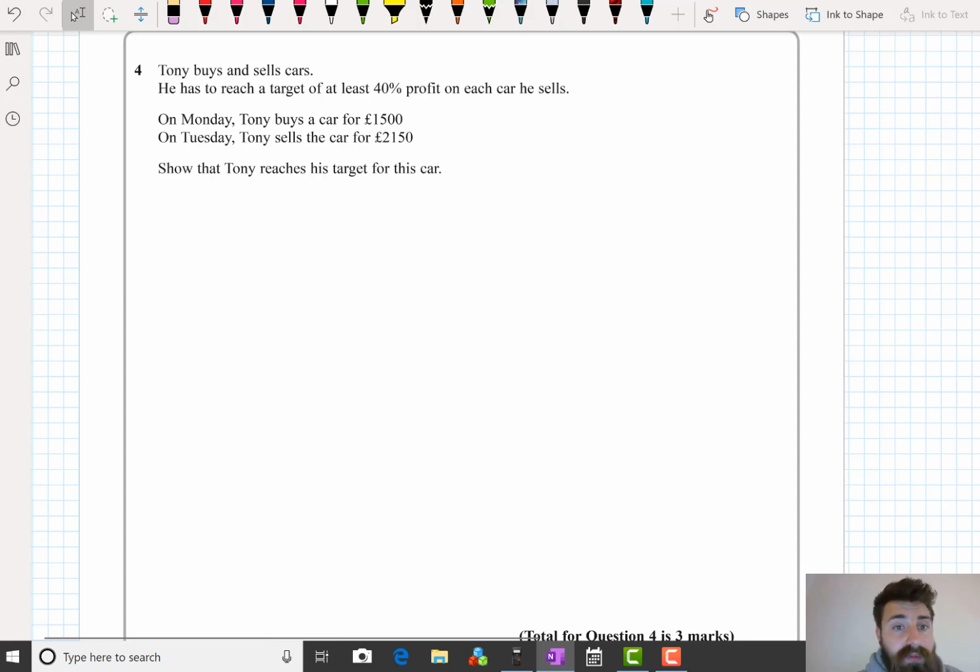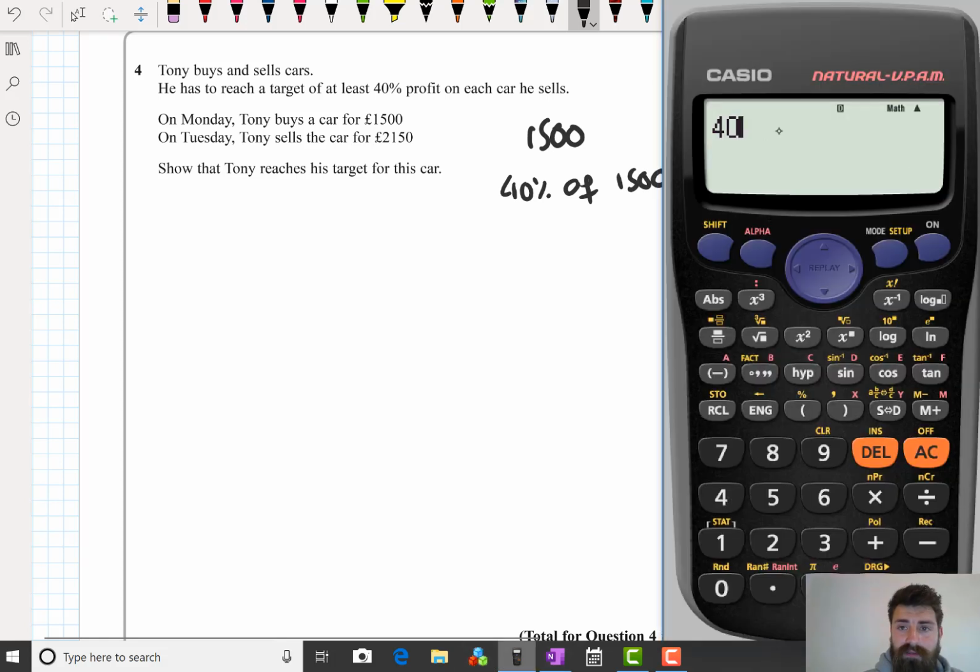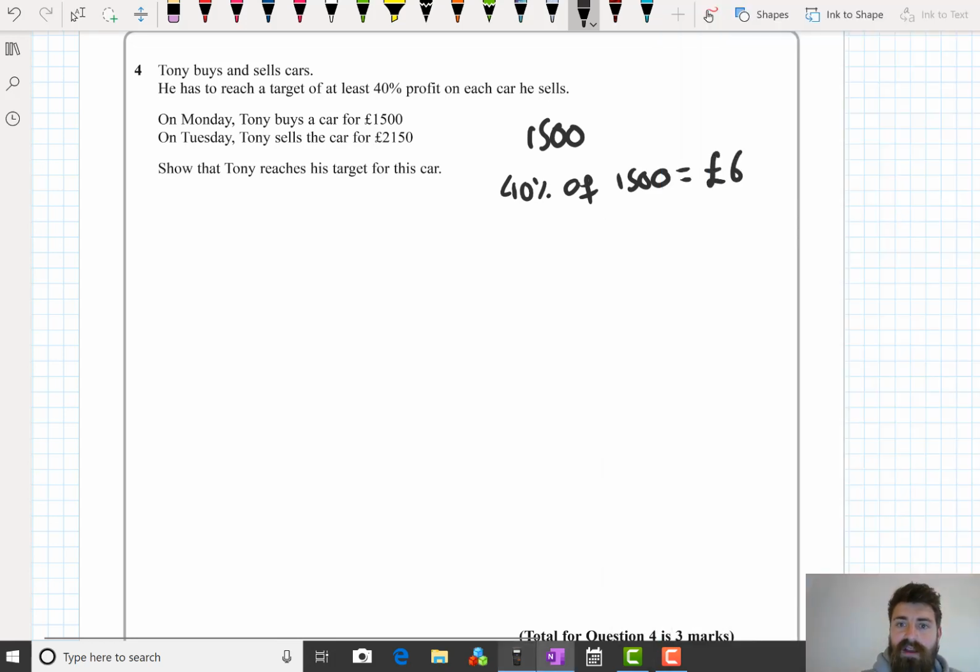On Monday, Tony buys a car for £1,500. What is 40%? Because we need at least this amount of 1,500. 40% of means multiply of 1,500. 150, 600. Is it 600? Yes. Right. So £600. Tony boy, you better be making that amount, else you are not a good salesman.